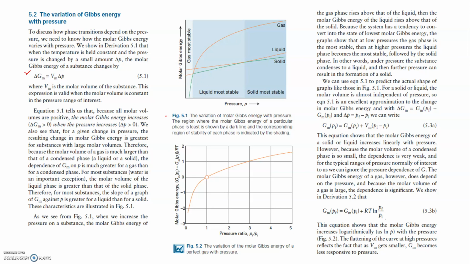We can use equation 5.1 to predict the actual shape of the graphs, like we see in figure 5.1 as well. For solid or liquid, the molar volume is almost independent of pressure. So 5.1 is an excellent approximation to the change in molar Gibbs energy, and with that we can determine the following, where the molar Gibbs energy at the final pressure equals the molar Gibbs energy at the initial pressure plus an adjustment factor of the molar volume times the difference between final and initial pressures. This equation shows the molar Gibbs energy of a solid or liquid increases linearly with pressure. However, because the molar volume of a condensed phase is so small, the dependence is very weak, and for typical ranges of pressure normally of interest to us, we could ignore the pressure dependence of G.